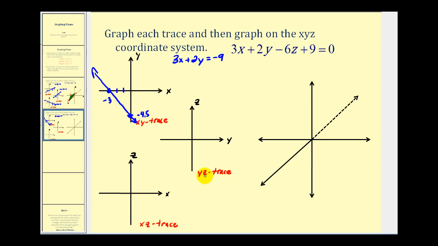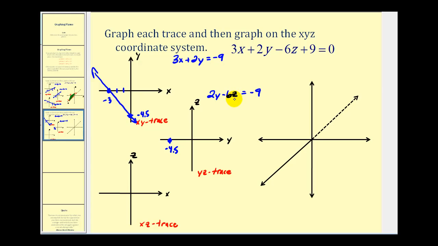To determine the yz trace, we'll set x equal to 0. So we'll have the line 2y minus 6z. Again, I'll move the constant to the right side, so we'll have negative 9. So if we want to find the y-intercept, we'll set z equal to 0. So we'll have 2y equals negative 9. Well, we already found that on the other graph, so we know the y-intercept is negative 4.5. Here's the y-axis in this trace. So we're back here at negative 4.5.